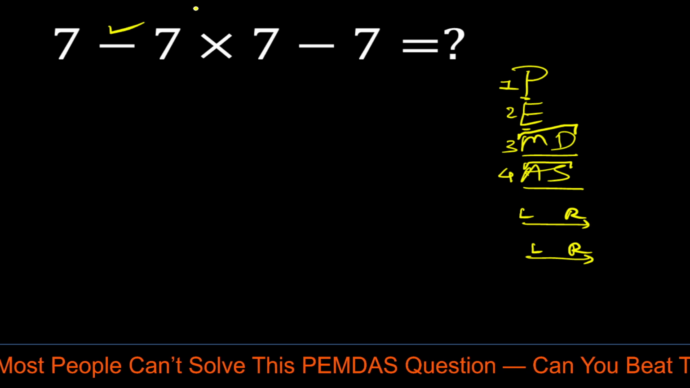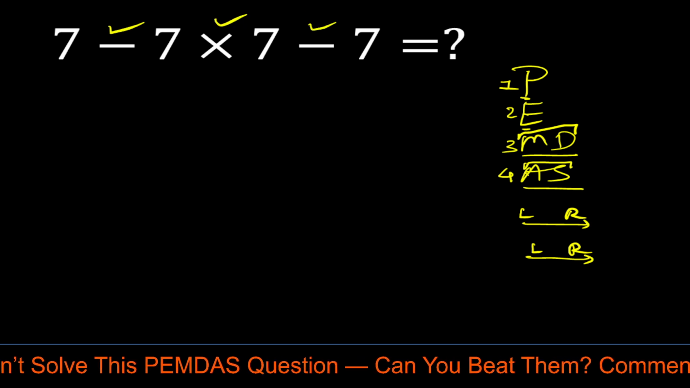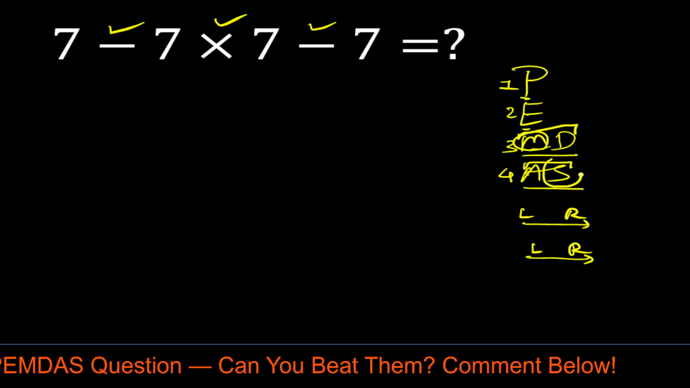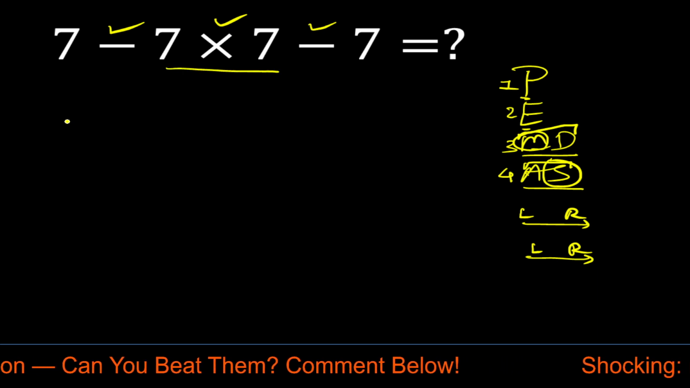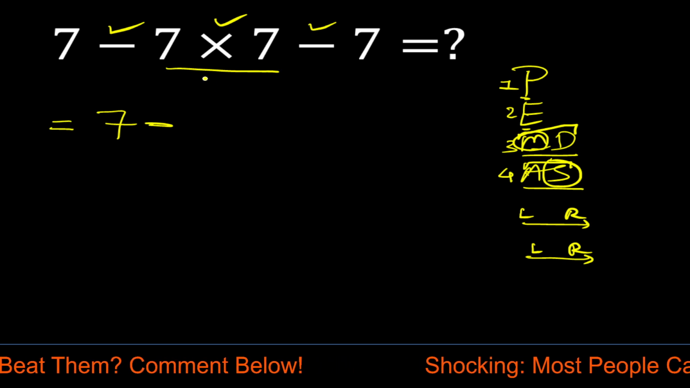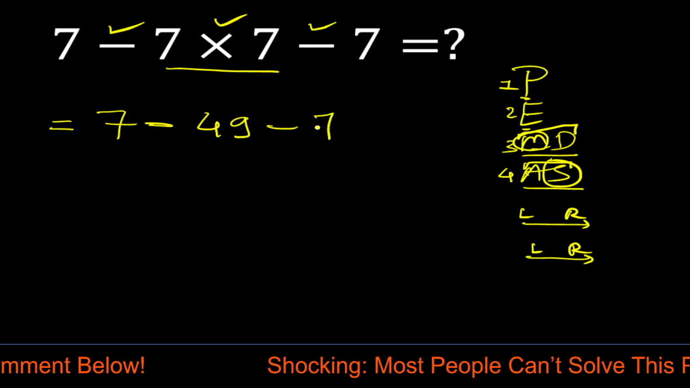So in this question here we have subtraction, here multiplication and here subtraction, right? So according to the PEMDAS rule, first we have to solve multiplication, then we have to solve subtraction, right? So first we have to solve this multiplication. So 7 minus, now solve this multiplication, 7 times 7 is equal to 49, minus 7.